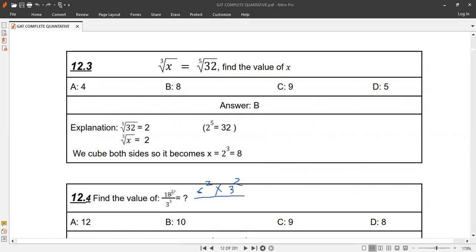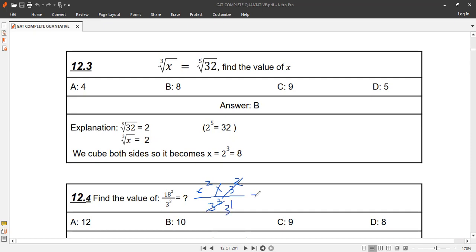I can write 18 power 2 as 6 power 2 multiply 3 power 2. I keep the exponent and I multiply 6 by 3, which is 18. And here I put 3 power 3. So I can simplify this with this. We will be left with 3 power 1.